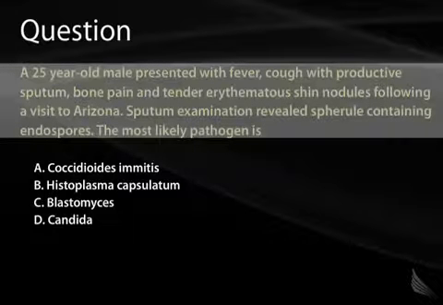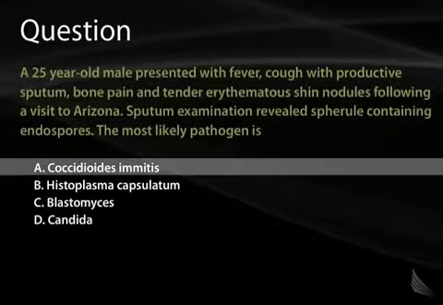Question. A 25-year-old male presented with fever, cough, with productive sputum, bone pain, and a tender erythematous shin nodule following a visit to Arizona. Sputum exam reveals spherules containing endospores. The most likely pathogen is... So this question really gives it to us. They give us the geographic location, they give us the erythematous skin nodules, or erythema nodosum, and then we've got the spherule containing endospores. This has to be Coccidioides immitis.